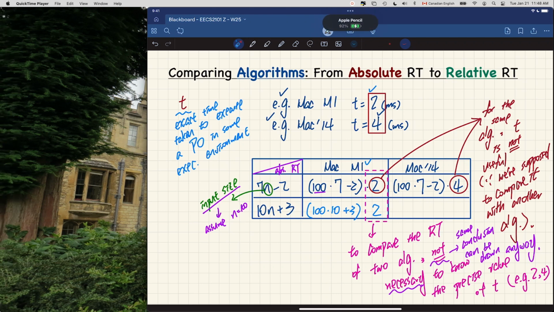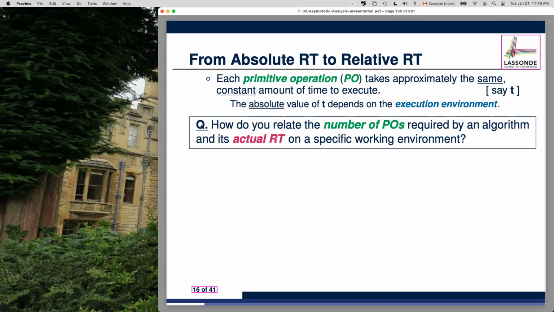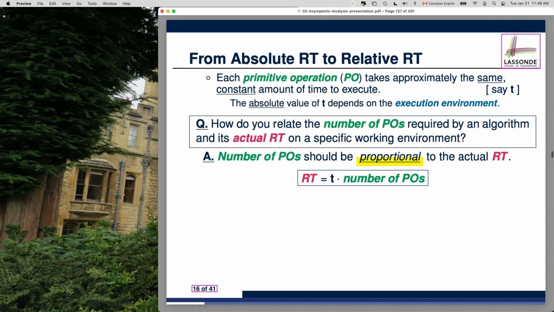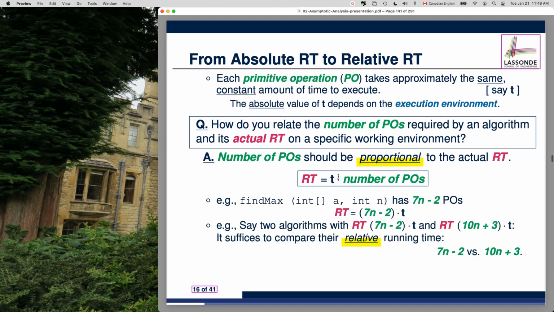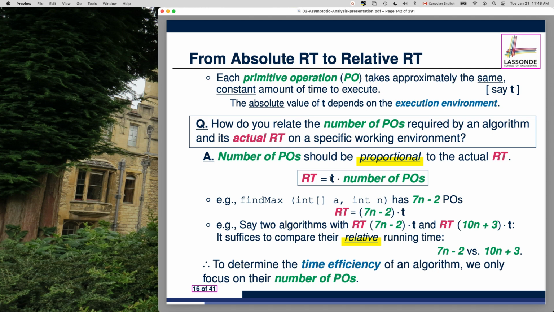Let's now go back here. So this slide here is pretty much the same. The question here is just what I explained, right? You can just look at that. So this will be very important. The running time, that's the absolute running time, which would be the formula 7n minus 2, for example, multiplied by the precise number. But we said that it can be dropped. We don't need that, really. The rest you can just take a look at, just the same. So this will be the final thing we're going to carry forward. To determine the time efficiency of an algorithm, or to compare it with an alternative competitor, we only focus on their number of primitive operations. We don't need to worry about t.